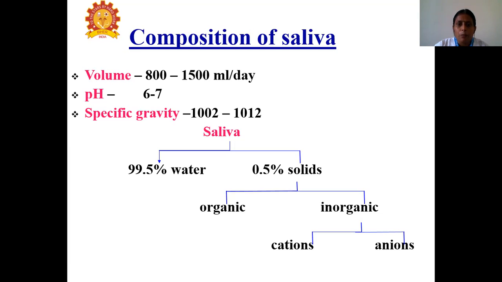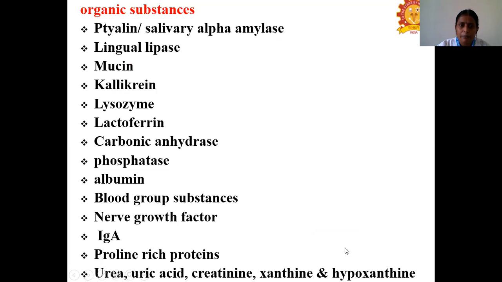If you take the composition, it mainly consists of water: 99.5% water and 0.5% solids. In this flow chart, you can see the solids, which consist of organic constituents and inorganic constituents. The inorganic constituents include cations and anions. So what are the organic constituents present in the saliva?